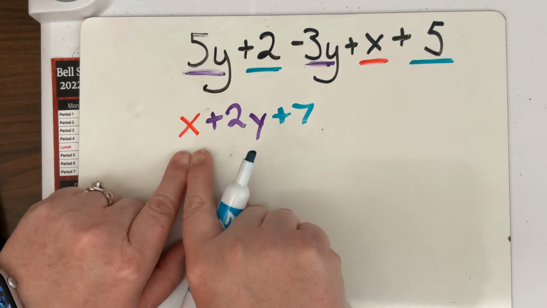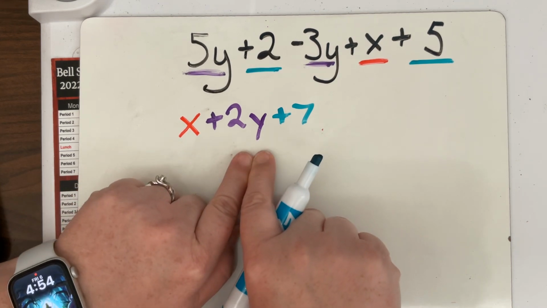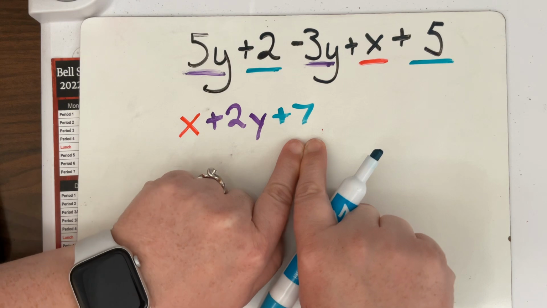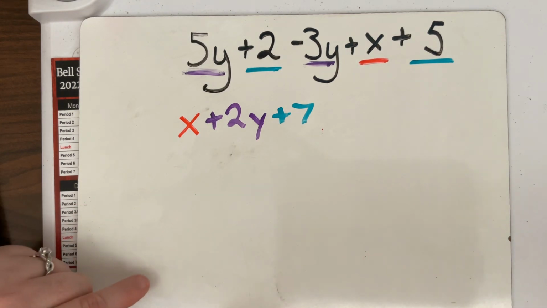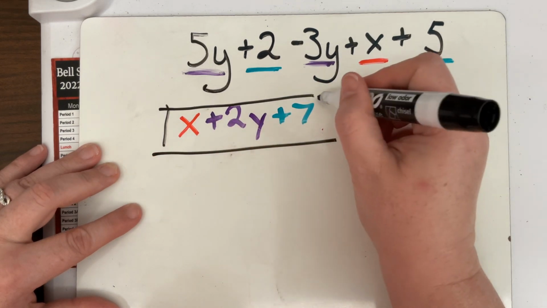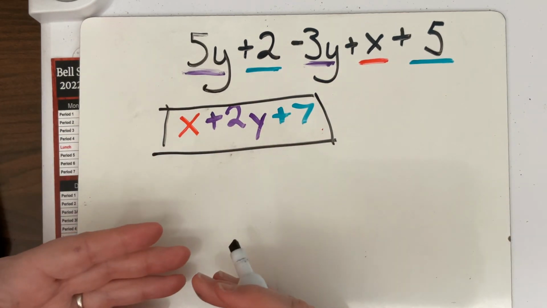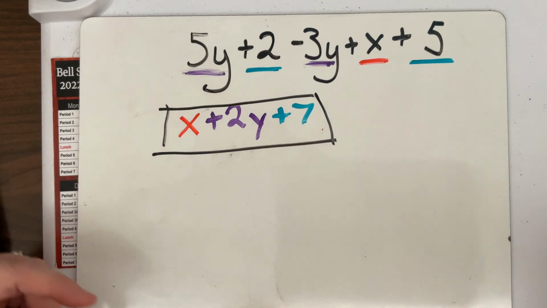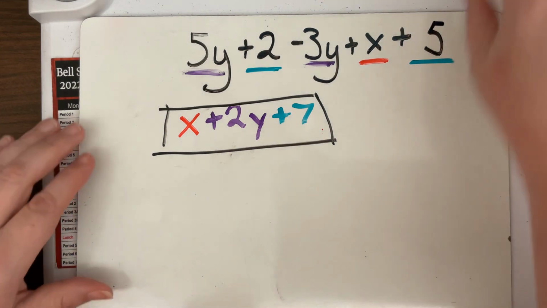Are all my letters different? This is an x. This is a y. This has no letter at all. So you know what that means? It means that I'm done. That's my answer. That's it. Okay, let's try another one.